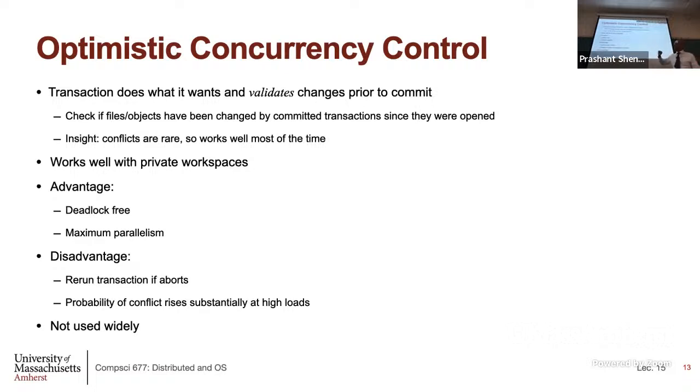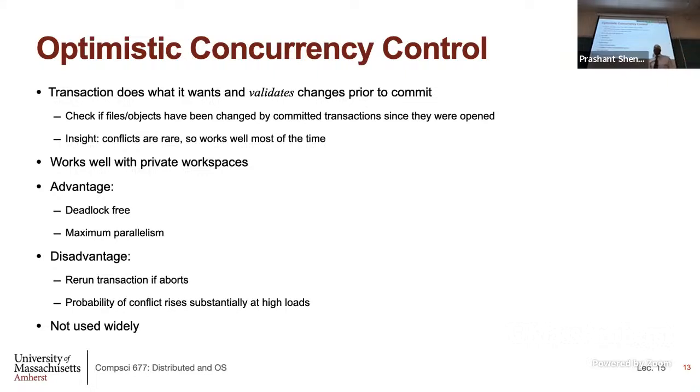Some pros and cons. Advantage of optimistic concurrency control: no deadlocks. Deadlock-free system. Is that clear why? There are no locks, so there can't be deadlocks if there are no locks. Maximum parallelism, because there is no locking, there's no blocking. Transactions just run. They run at full speed, because there's nothing to block on, because you're not trying to grab a lock.